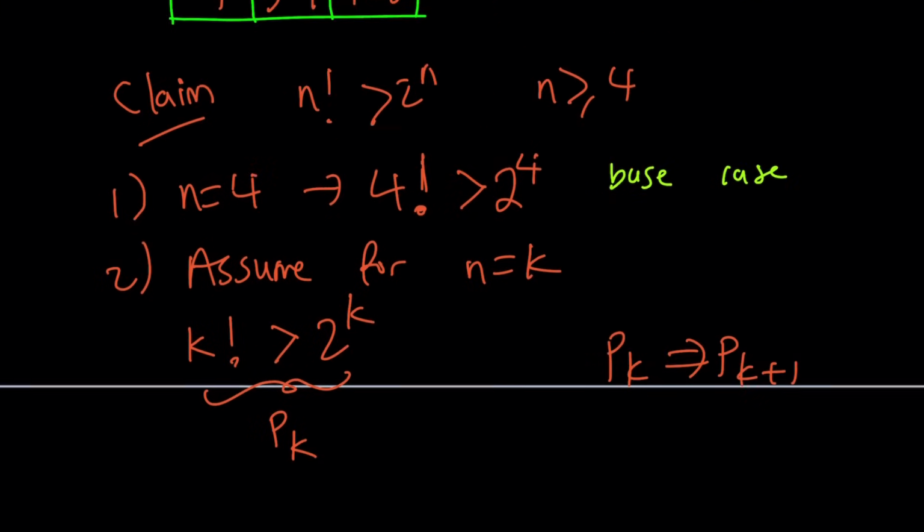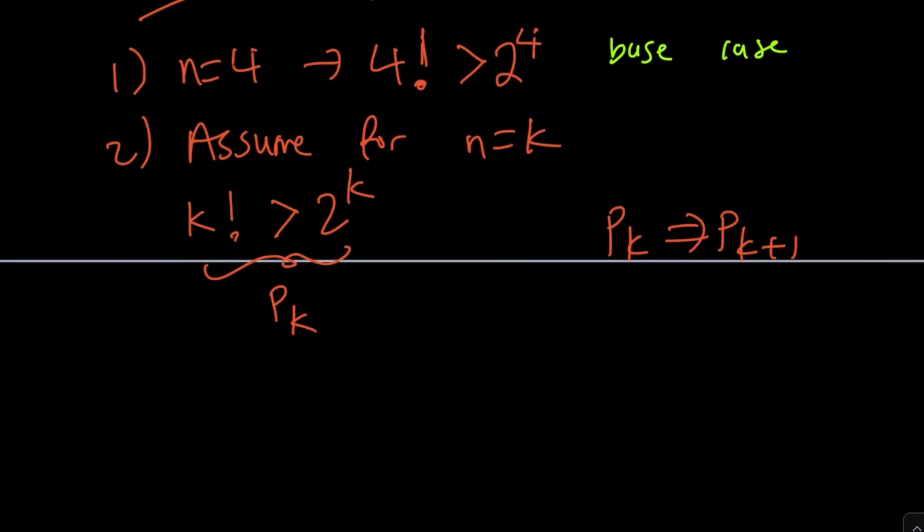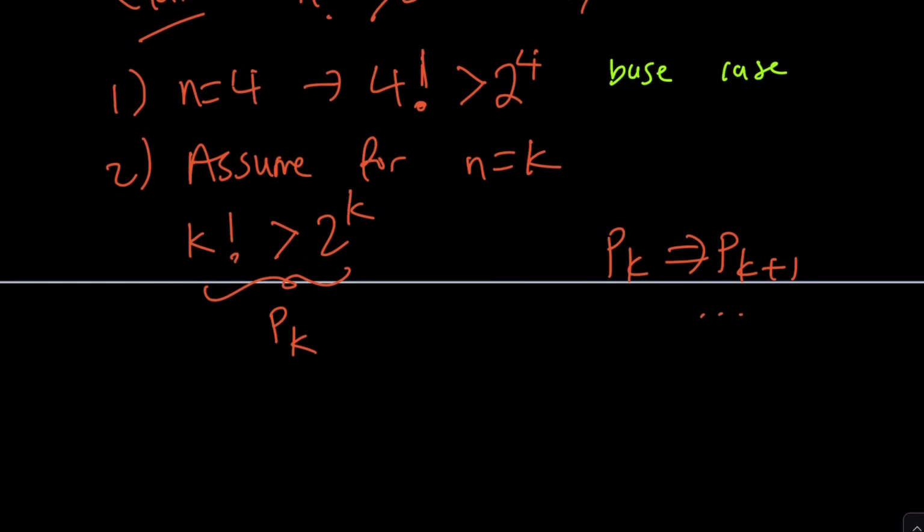So for k equals 4, this is true. That implies p sub 5, and then p sub 5 implies p sub 6, and so on and so forth. Make sense? So we kind of get a chain of truth values. Anyway, so how do you go from this statement to p sub k plus 1? Let's go ahead and take a look.